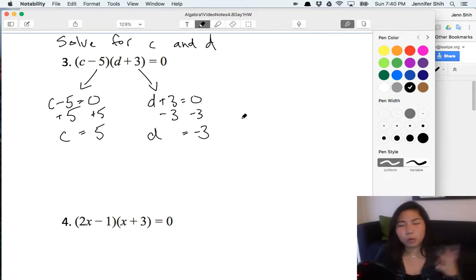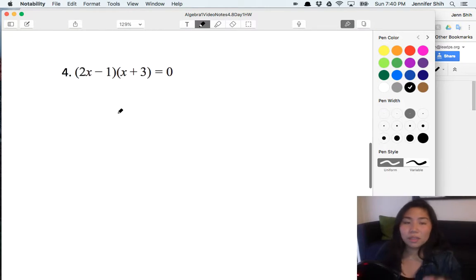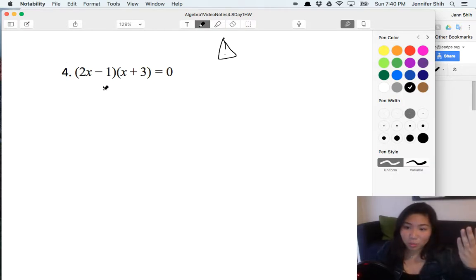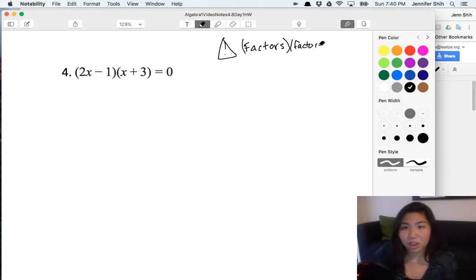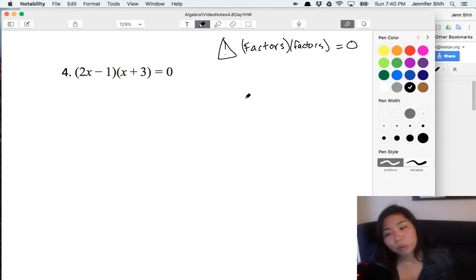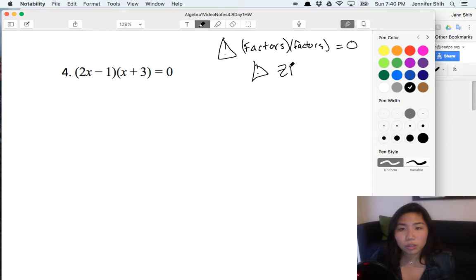Let's try example 4. There's only like 5 or 6 examples here, and we're already halfway done. So this concept, again, here's what I see. So using my strategic reading, the question, if there were instructions, would just say solve for x. So when I see this problem, I see there are factors, and factors are in parentheses. Usually, mine are in parentheses. Factors, they're equal to 0. When I see this, then I know to use zero product property.